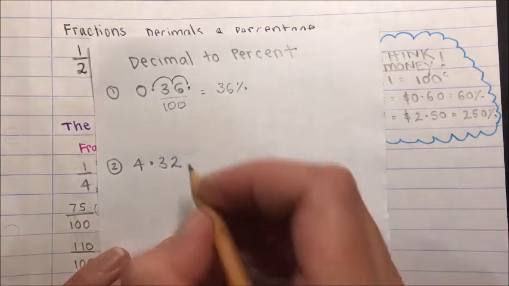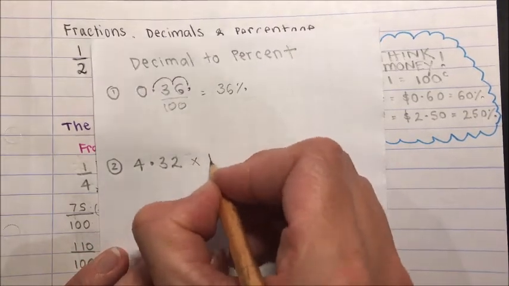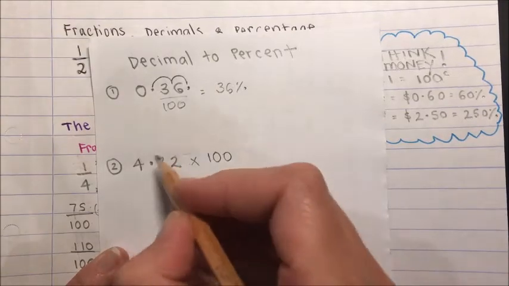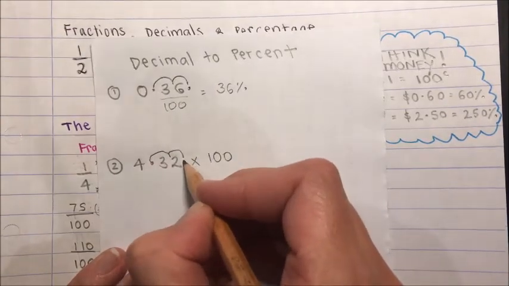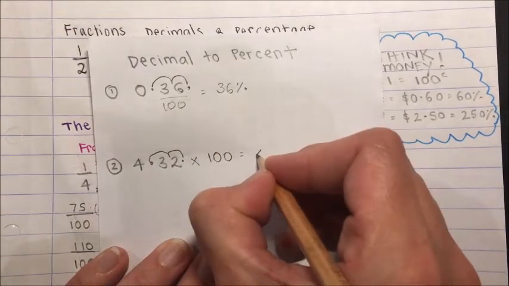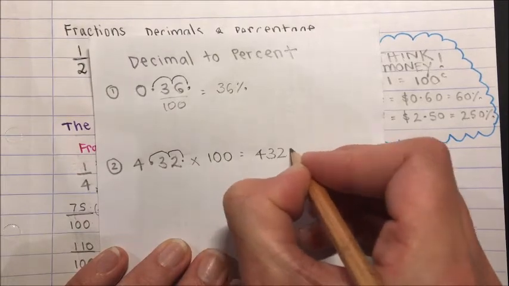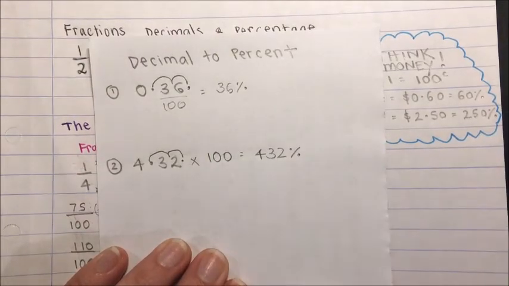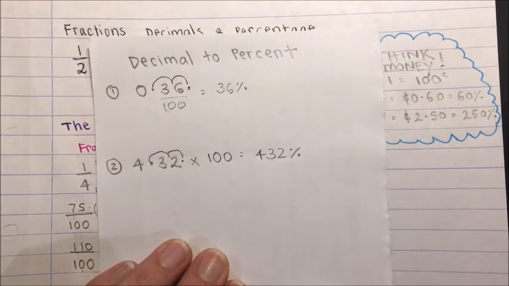Let's try doing this one. We'll just go 4.32 times 100. So to do that, I just move my decimal point 2 places and I get 432%. Now I'm going to kick it back and go, does that seem right? 432% seems like a weird percent.